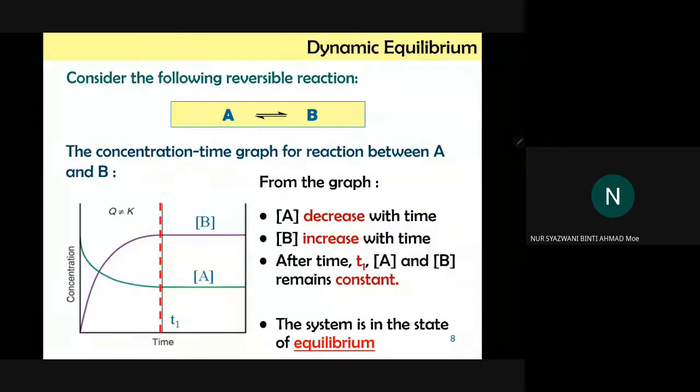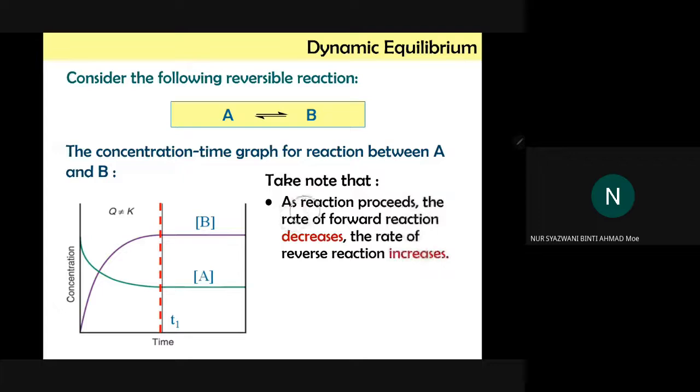Okay. And we take note that as the reaction proceeds, the rate of forward reaction decreases and the rate of reverse reaction increases. Okay, so rate of forward reaction, rate of reaction is equal to gradient. Okay, so kalau kita tengok concentration dia, gradient yang ini steep. So dia curam, makin lama makin flat. Sampai sini gradient dia jadi kosong. Sama juga kalau yang ini mula-mula curam, makin lama dia akan jadi flat, jadi kosong.